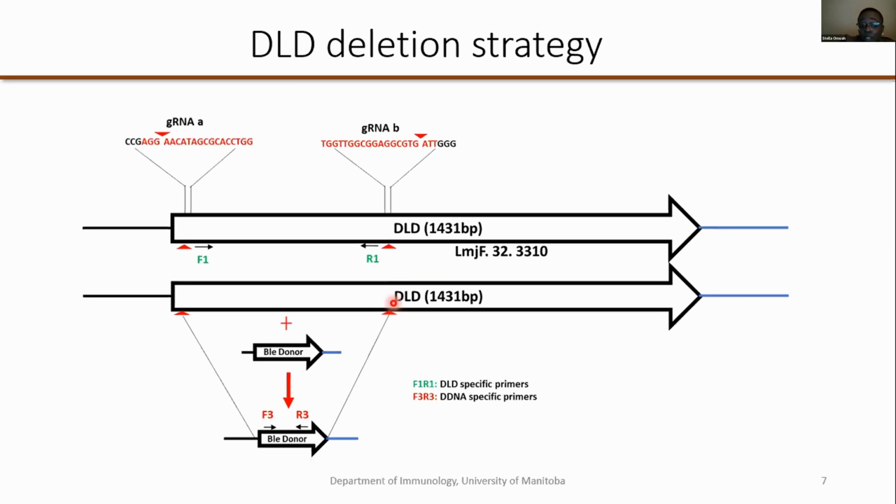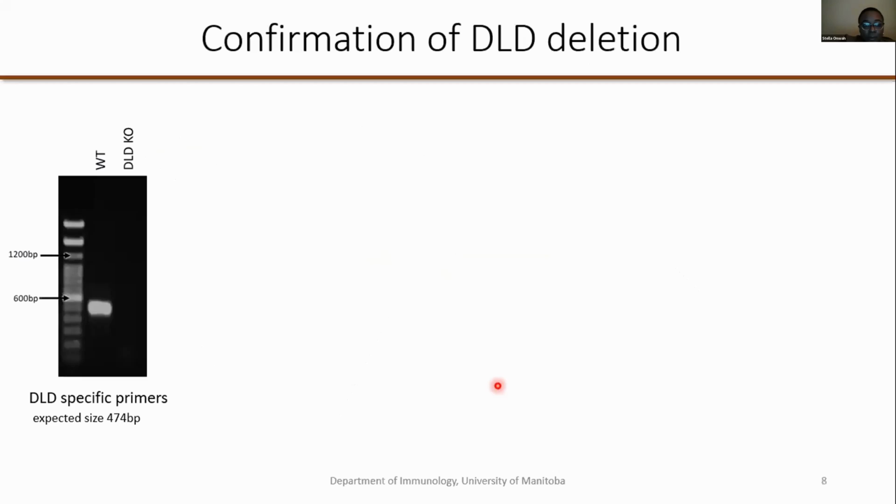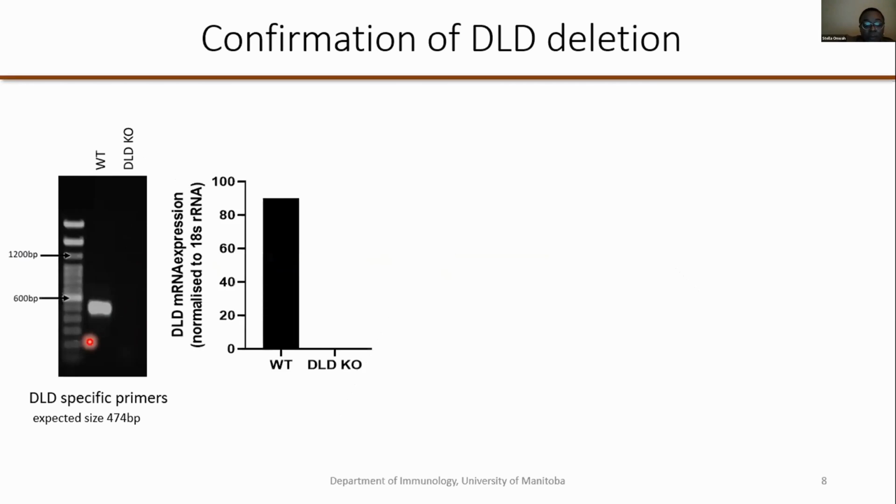Once the DLD mutant clones had been obtained, I confirmed DLD deletion by PCR using DLD-specific primers, by the absence of the DLD-specific band in the DLD knockout parasite, which was present in the wild-type parasites. I made further confirmation of DLD deletion by RT-qPCR, and you can see that DLD has been deleted by the absence of DLD mRNA expression in the DLD knockout parasite, which is present in the wild-type parasites.